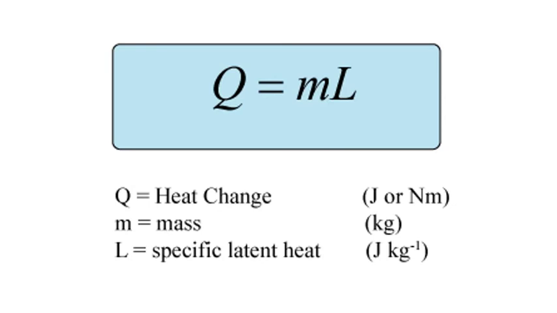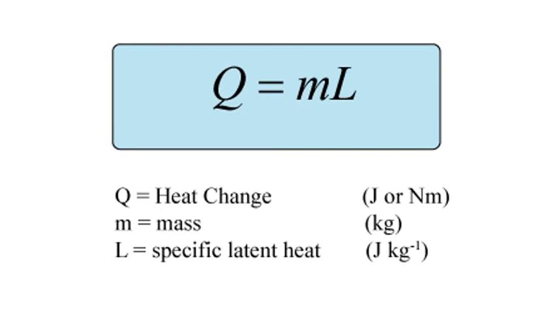We can break it up into two groups. We could have the latent heat of fusion, which is when we're going from a solid to a liquid, or we could have the latent heat of vaporization when we go from a liquid to a gas. But in both cases, it's how much energy is required to change 1 kilogram of that material.